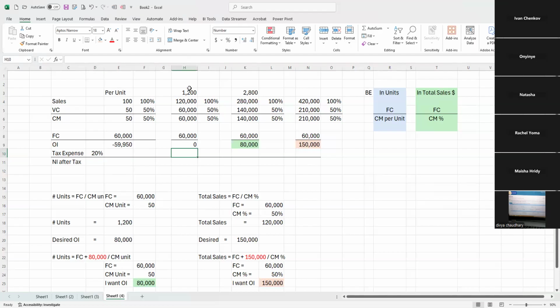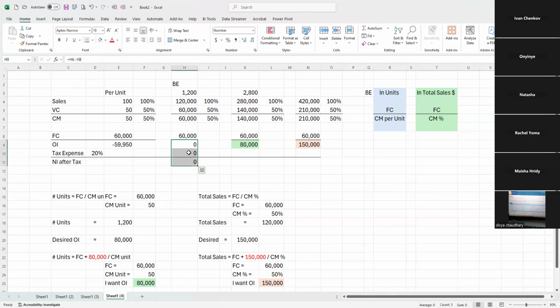If I'm at break even, this was my break even point, right? At break even, how much are my taxes? 20% times operating income, times 0. So how much are my taxes? Zero. How much is net income after taxes? Zero. Make sense? Yes, because operating income is zero, minus taxes, nothing.